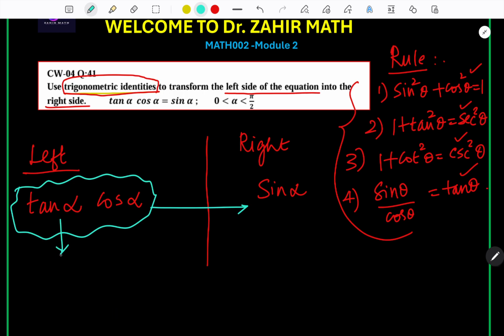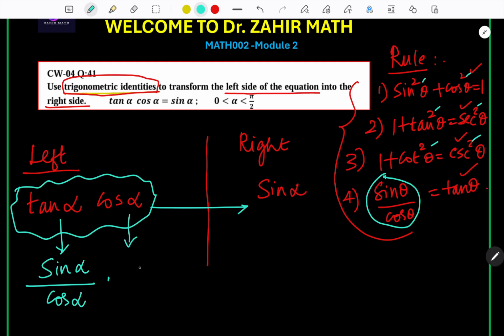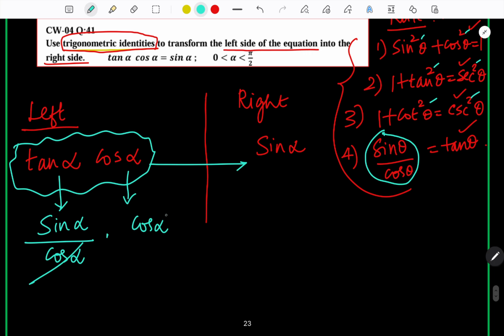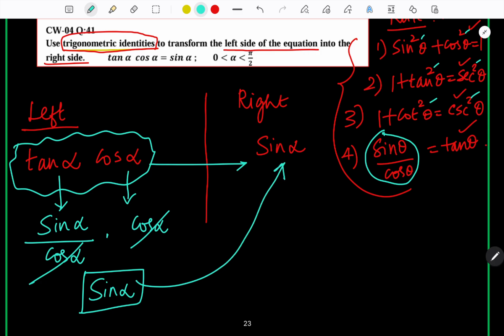Okay, so what is tan alpha according to this rule? Because these are all squares, but there is no square here, so you need to consider only this. So tan alpha, I can write as sine alpha divided by cos alpha, multiplied by this cos alpha, right? So cos alpha gets cancelled. So what is your sine alpha, which is going to be the right hand side?